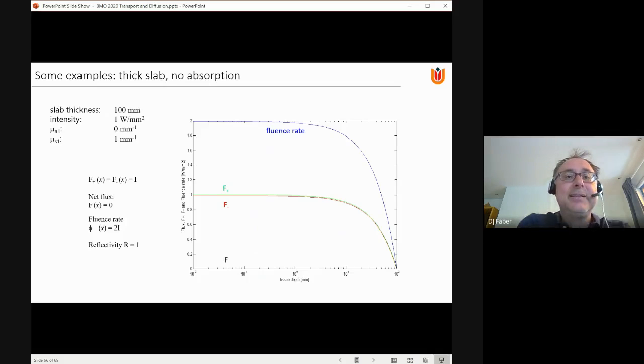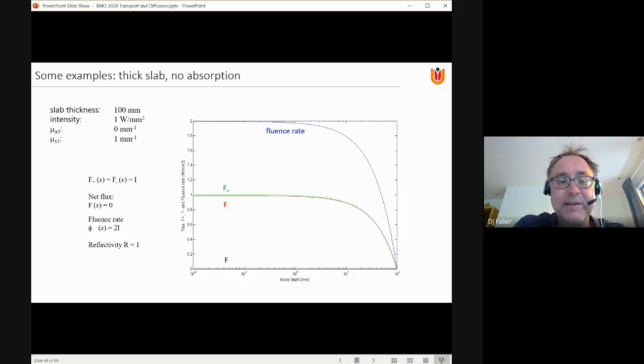Let's take another example. This is a very thick slab, so now it's 100 millimeters thick. There is no absorption, so the absorption coefficient is 0. But otherwise, the numbers are the same as the previous example. So we have 1 watt per millimeter incident intensity and a scattering coefficient of 1 per millimeter.